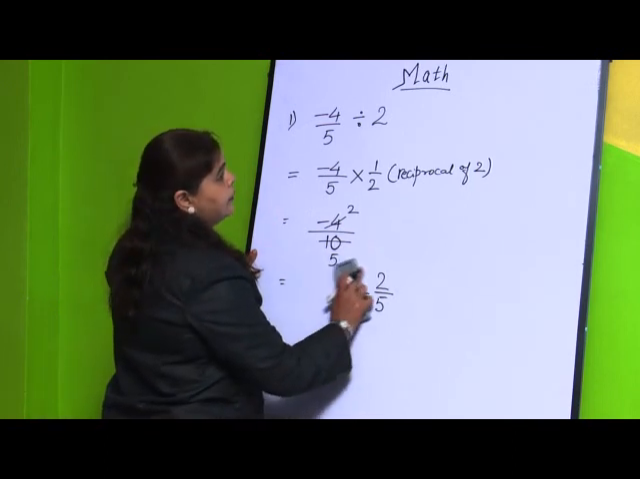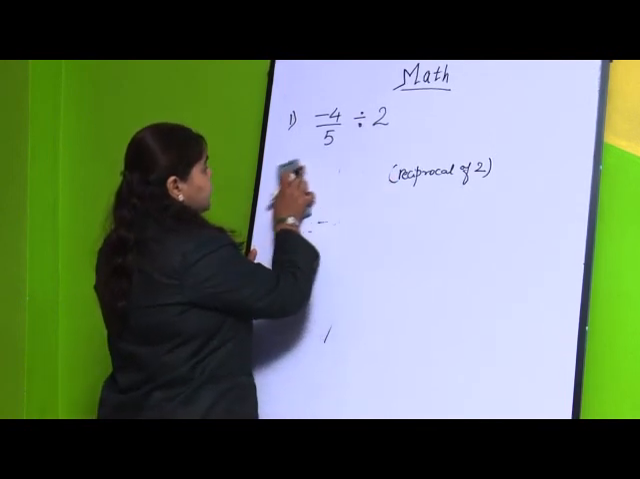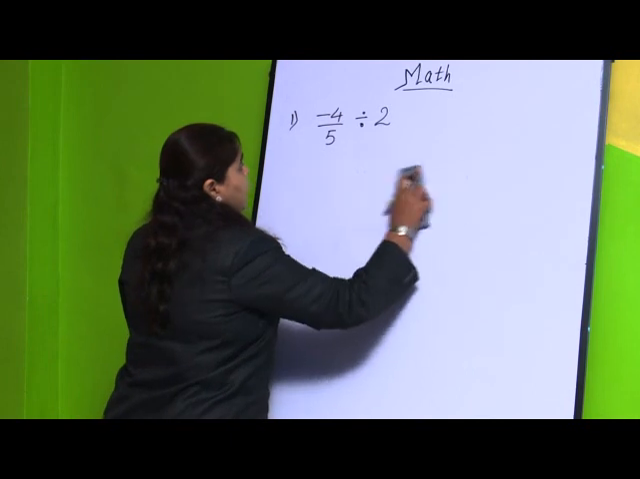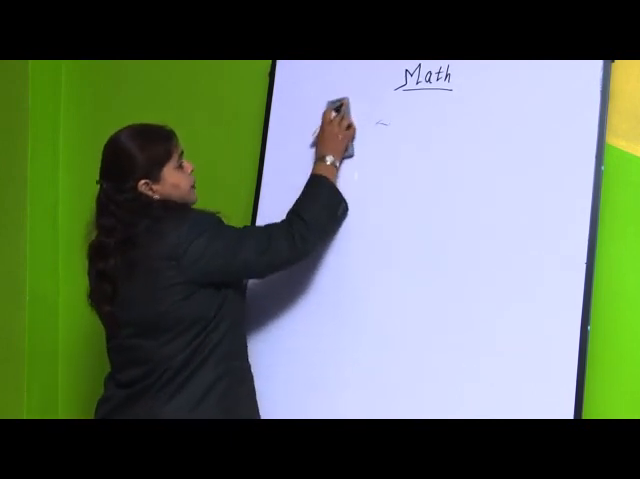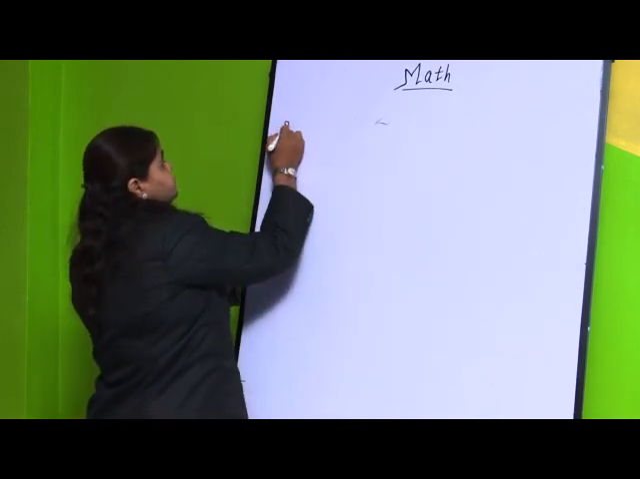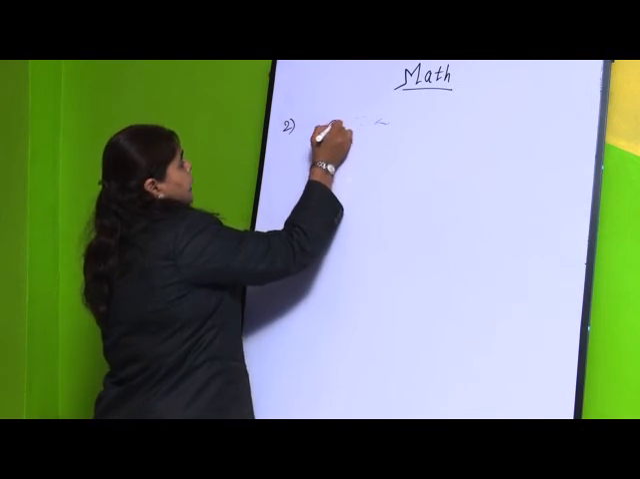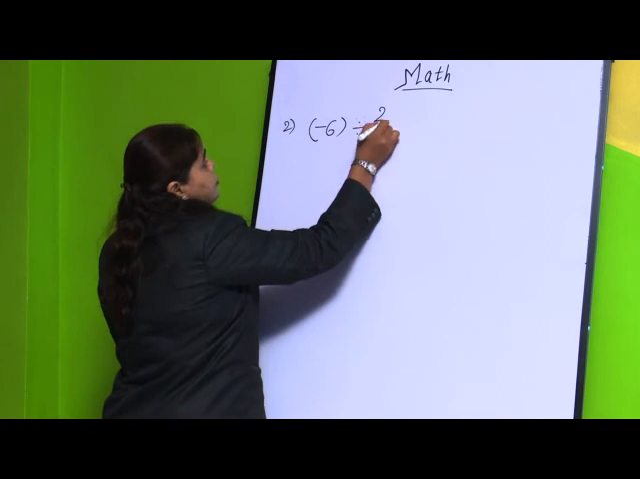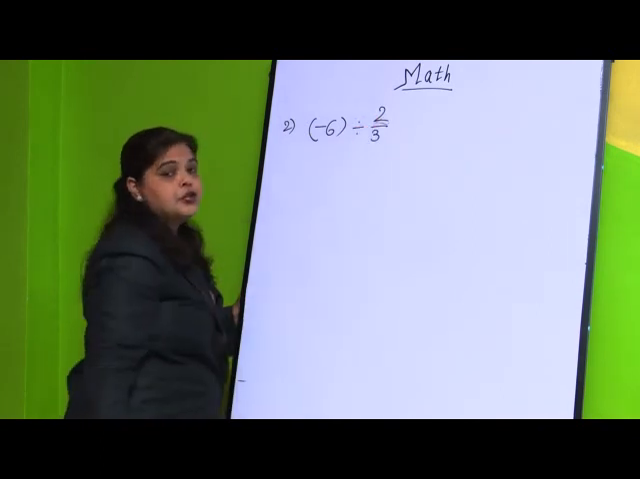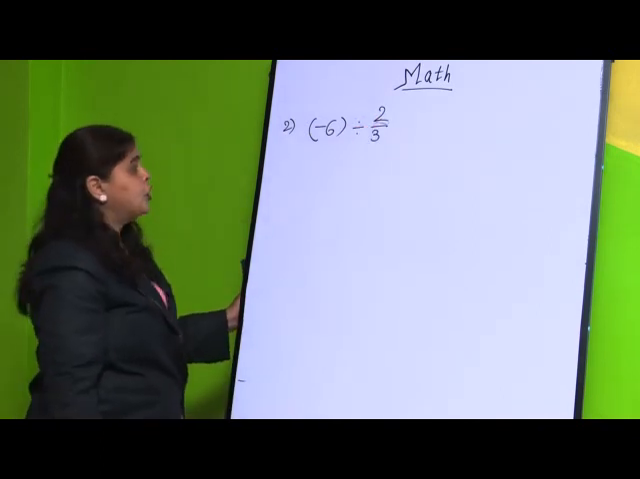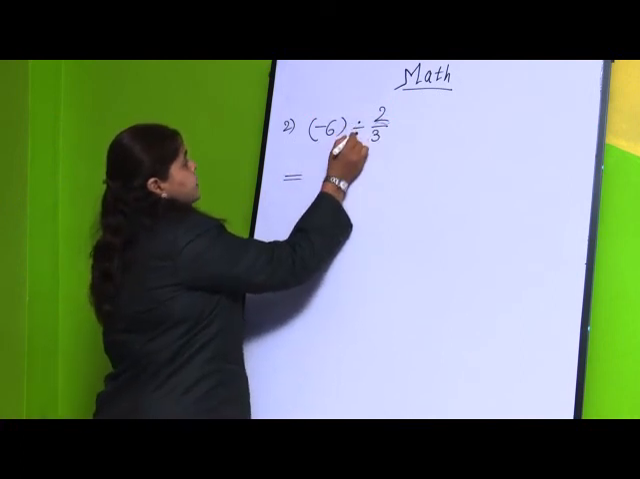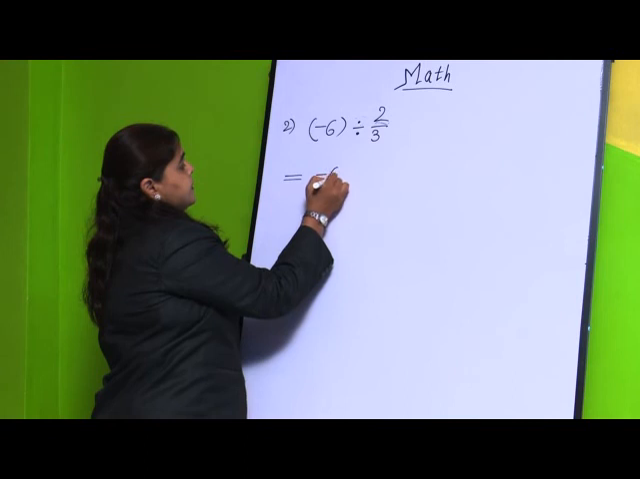One more example we have here. The first was a negative rational number. Now we will see one example with an integer divided by a rational number. Integer divided by rational number. Now we will write the integer as it is, so minus 6.